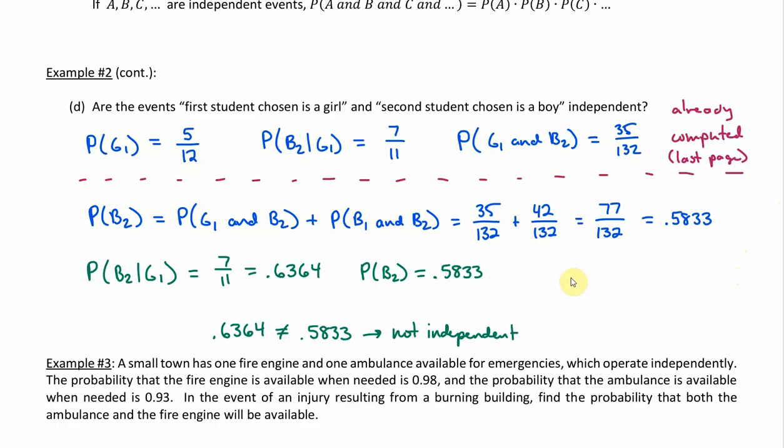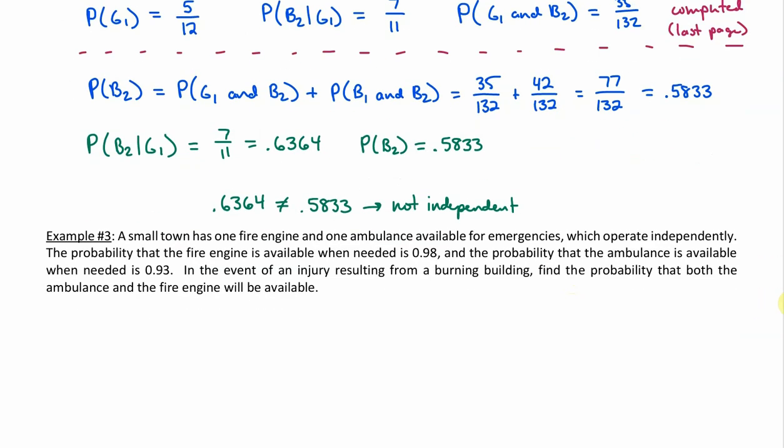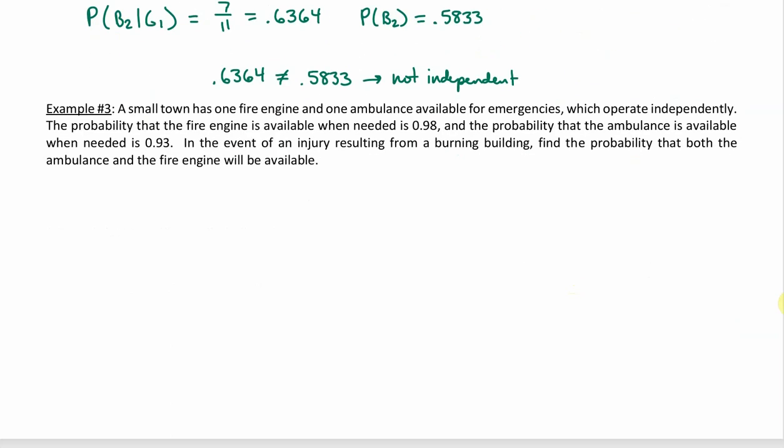And since they're not equal, then the events B2 and G1, so first student being chosen being a girl and second student being chosen being a boy, are not going to be independent. Number 3, down here underneath, is the other way around. So number 3 is you know the events are independent, and that can actually be used in order to figure out the probability of an intersection.